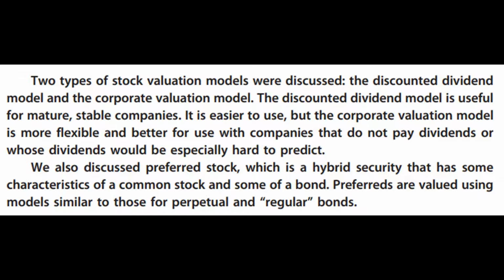The discounted dividend model is useful for mature, stable companies. It is easier to use, but the corporate valuation model is more flexible and better for use with companies that do not pay dividends or whose dividends would be especially hard to predict. We also discussed preferred stock, which is a hybrid security that has some characteristics of a common stock and some of a bond. Preferreds are valued using models similar to those for perpetual and regular bonds.